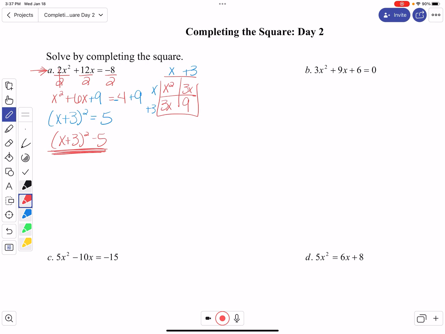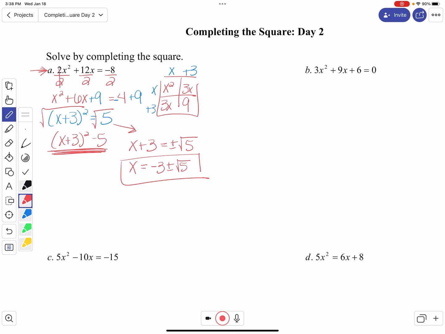Now, if we go back to solving our equation, take the square root of both sides. So let's go back to solving. So then we'll get x plus 3 equals plus or minus the square root of 5. Now, we can't simplify the square root of 5. We'll get x equals negative 3, because we've got to move that 3 over, plus or minus the square root of 5. And that will be our solution to it. And we can't take it any further than that.